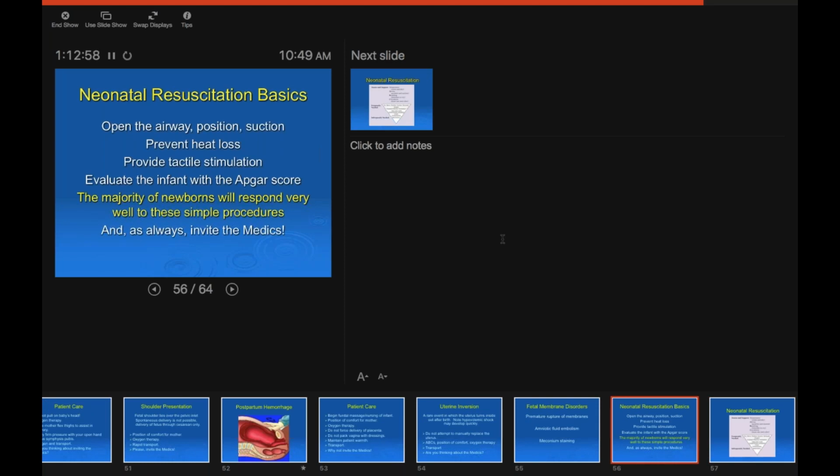So neonatal resuscitation, some of the basics: open the airway, prevent heat loss, provide tactile stimulation, evaluate the infant with an APGAR score, and invite ALS. So if you have a neonatal patient who is now in cardiac arrest, what is our compression to breathing ratio? 3 to 1.